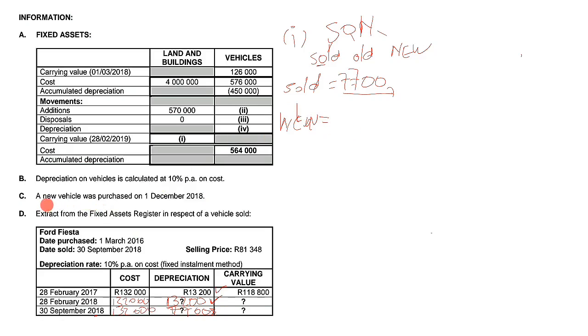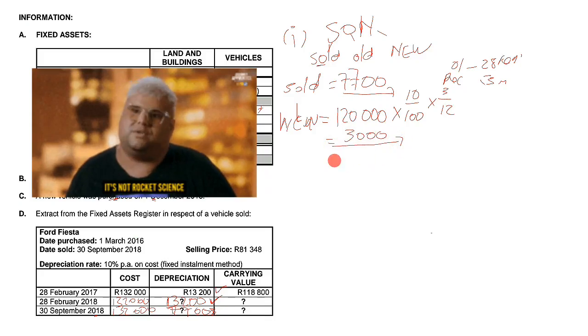Then remember, information C, you had a new vehicle purchased on 1 December 2018. So again, our rate is given as 10%. So now additions at cost, Roman figure 2, our answer was 120,000 as our cost, right? So it's going to be 120,000 times 10%. So again, this asset was purchased on December, so you calculate from December to 28 February, right? So it's going to be how many months? 3 months, right? So you multiply by 3 over 12. So meaning our depreciation is going to be 3,000. So our depreciation for our new asset amounted to 3,000.